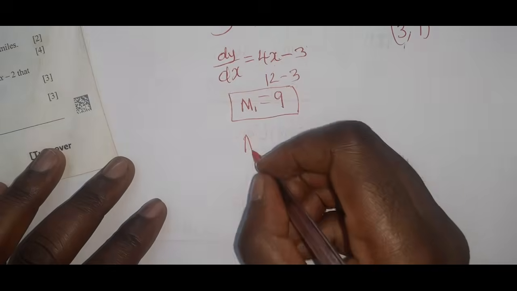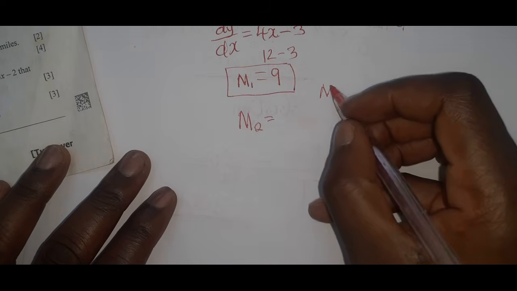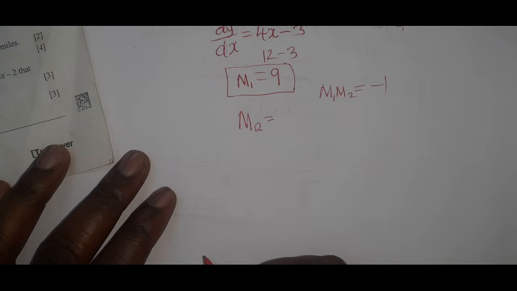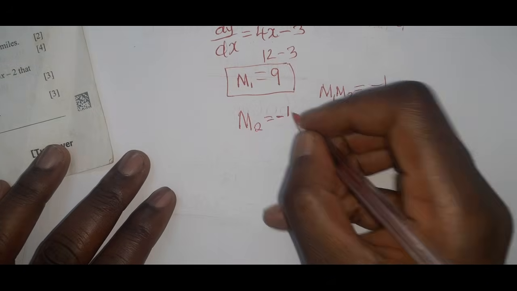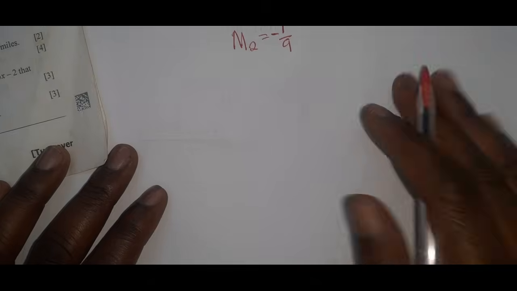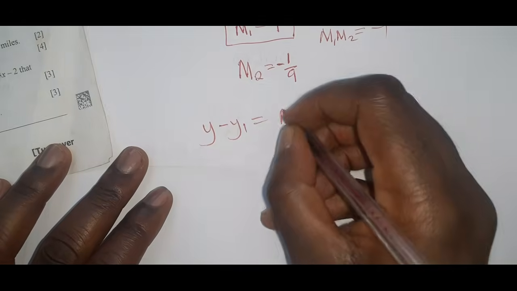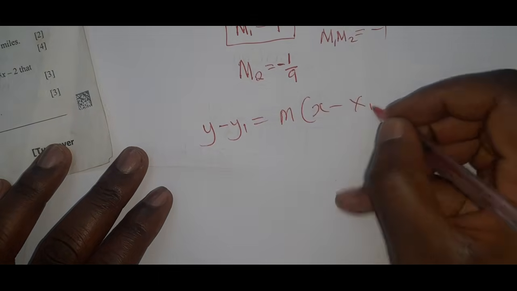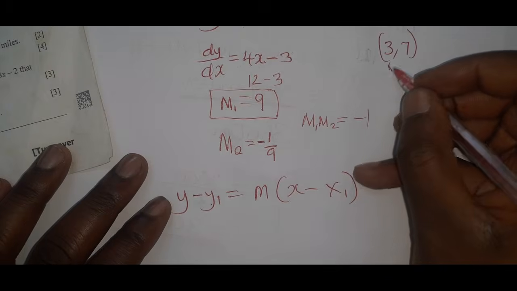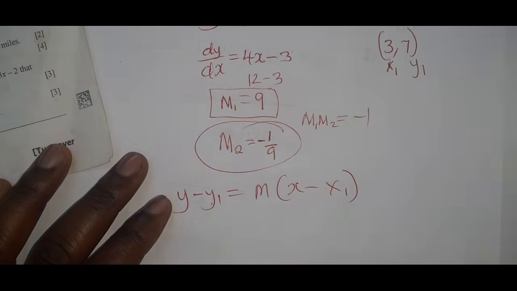Now we need the m2, which is the gradient of the normal. And m1 multiplied by m2 should give us -1. So this other one must be -1/9. So this is the gradient that we're going to use. Okay, so we'll be saying y minus y1 is equal to m(x minus x1). Then our coordinates, this is our x1, this is our y1, and our m is this one here.